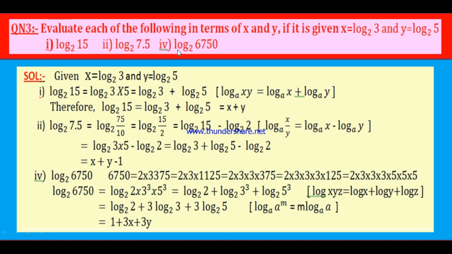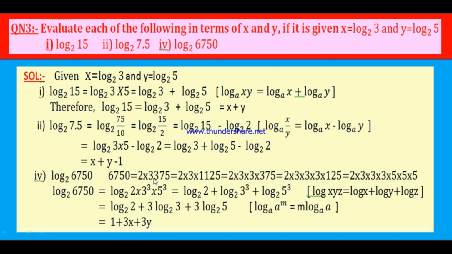And now look at the fourth part, log 6750 to the base 2. First of all, let us convert 6750 into prime factors. As 0 is there in its place, it can be divisible by 2. Therefore, this is 2 into 3375. 2 in 6 is 3 times, 2 in 7 is 3 times, 2 in 15 is 7 times, 2 in 10 is 5 times.